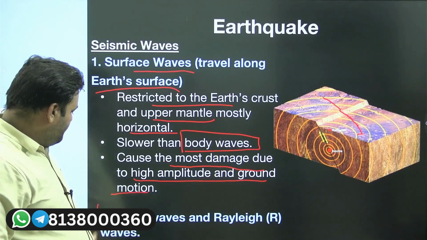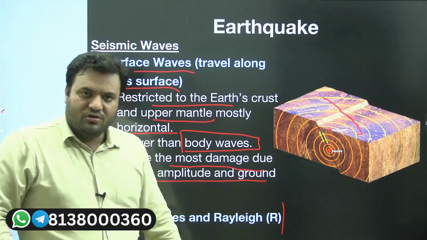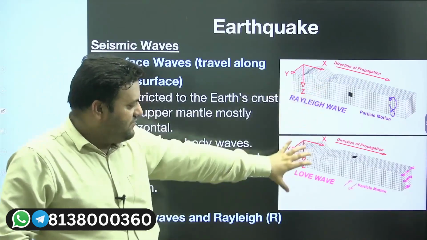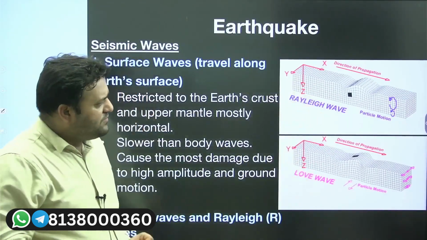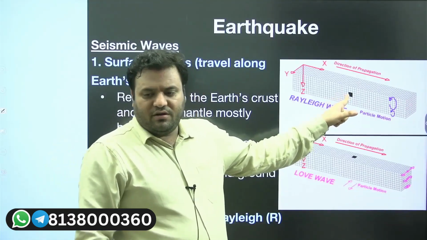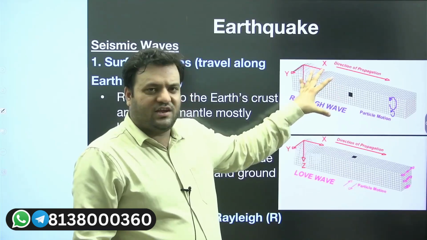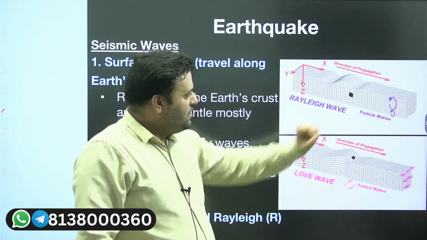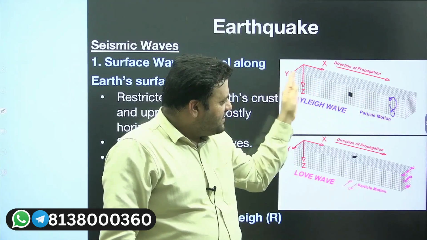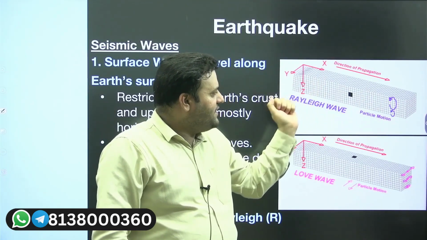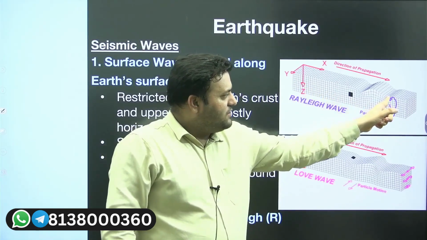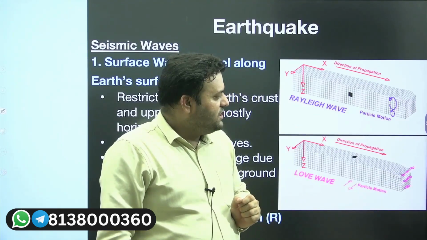We have two sets of waves, Love wave and Rayleigh wave. Here you can see we have a Rayleigh wave, and here you have a Love wave. Just imagine what kind of damage could be there on the surface. This is the set of damage. This is the propagation direction, and this is how a Rayleigh wave will modify the surface.